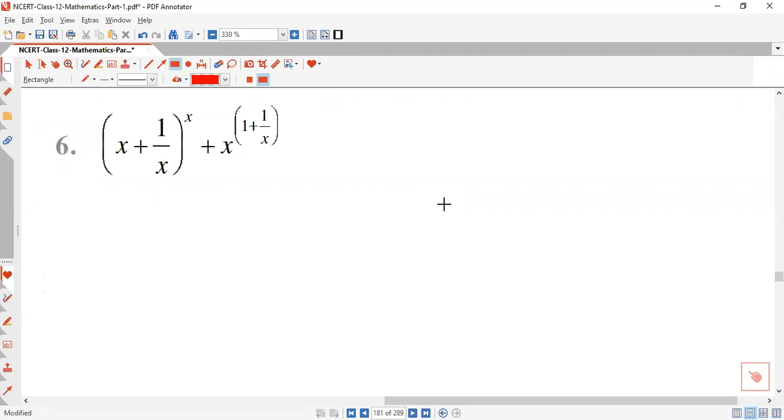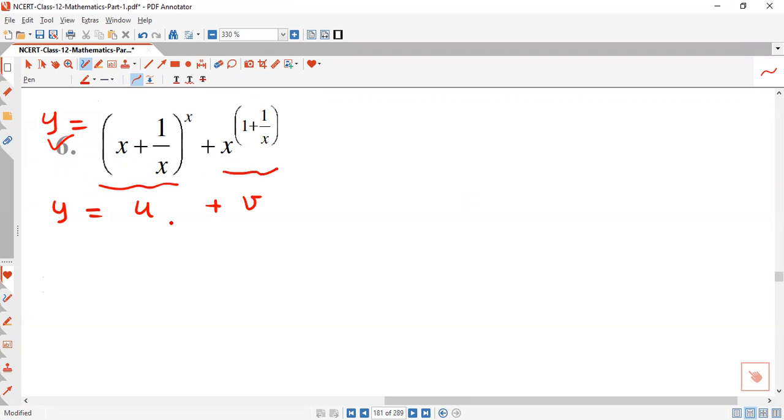Question number 6. Again, you see this function is a sum of two functions. I say y equal to this function. This is the u function, and the second function is v. We differentiate with respect to x. Dy by dx will give you du by dx plus dv by dx.